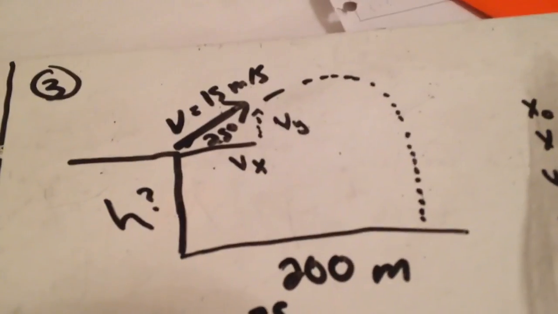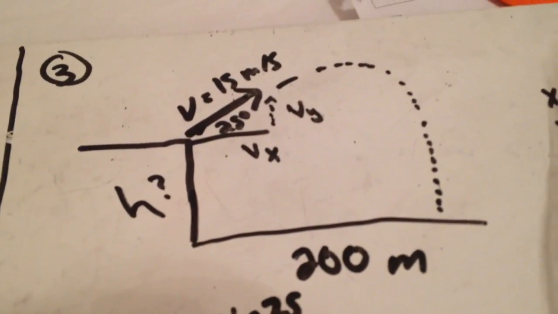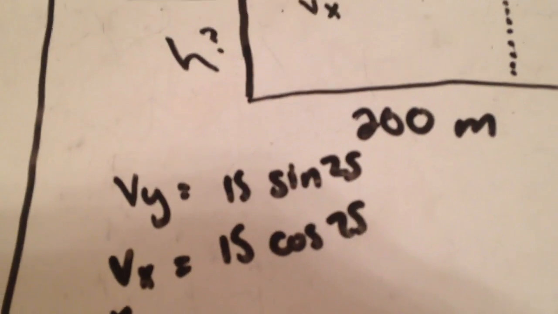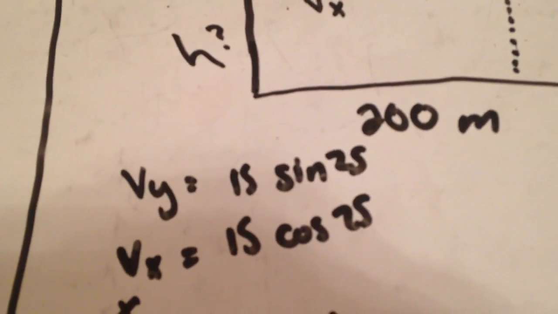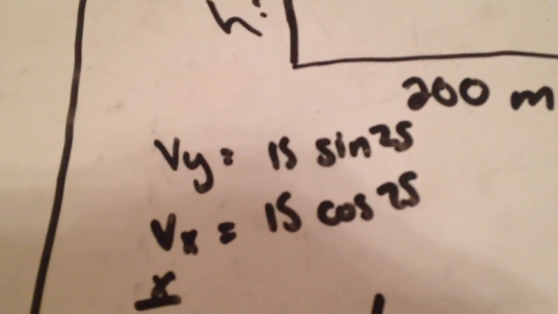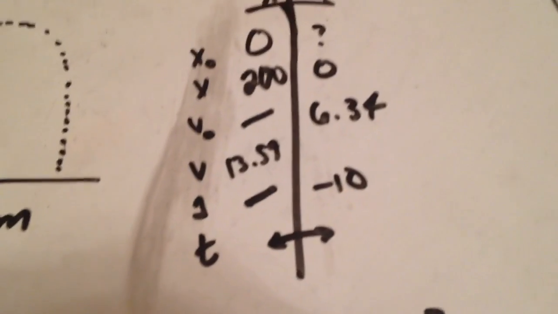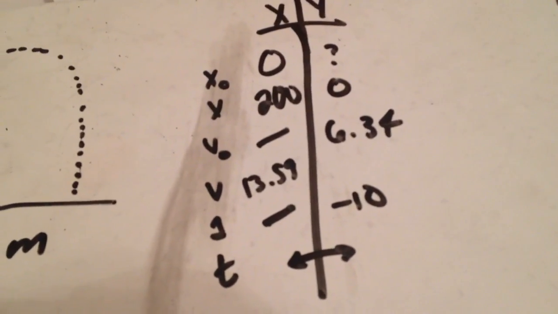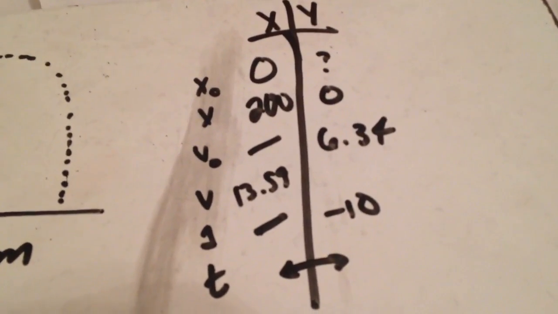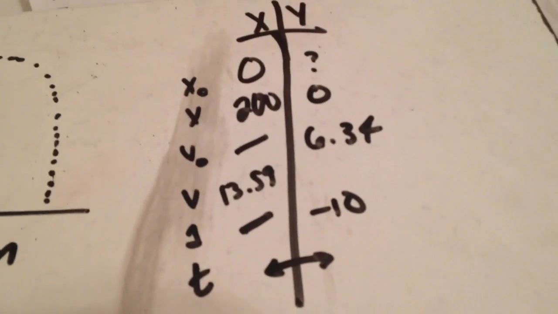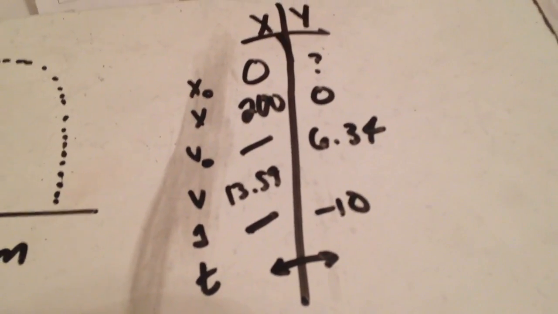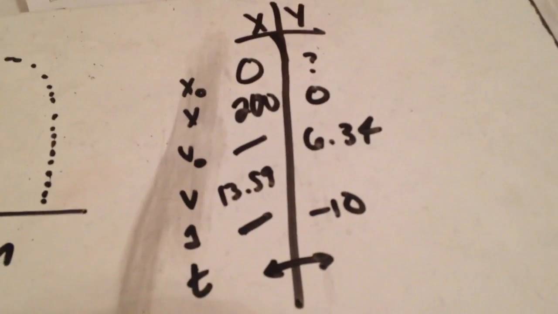So the first thing we do is we know that our velocity is 15 meters per second. So we split that into its components, Vx and Vy. We know that y is sine since it is opposite over hypotenuse, and x is cosine since it's adjacent over hypotenuse. We then plug these values into our t-table. We also know that our range is 200 meters, so our x final in the x direction is 200, while we're solving for height, so our y initial is where the question mark goes.